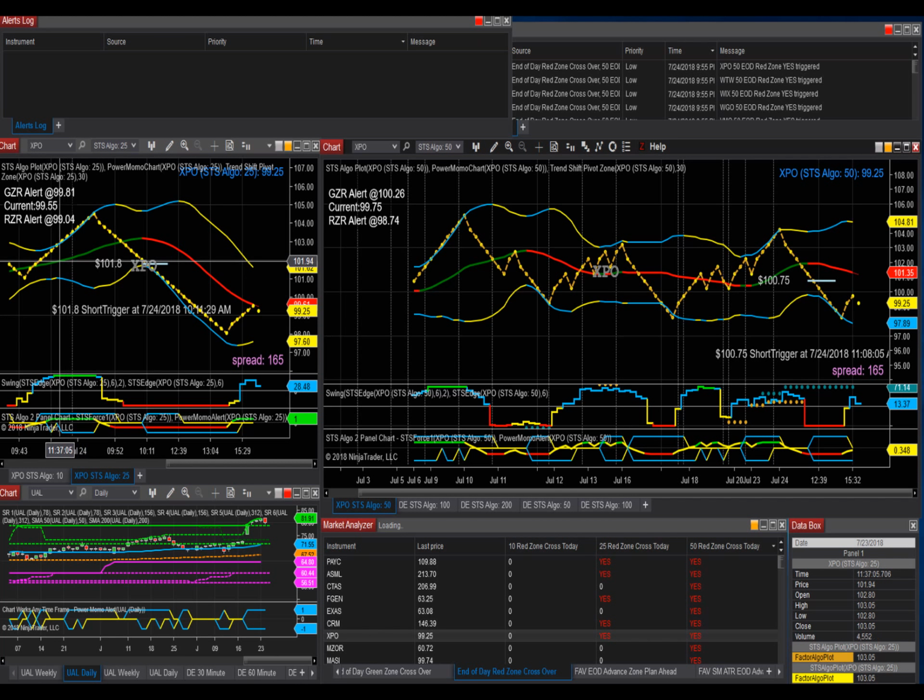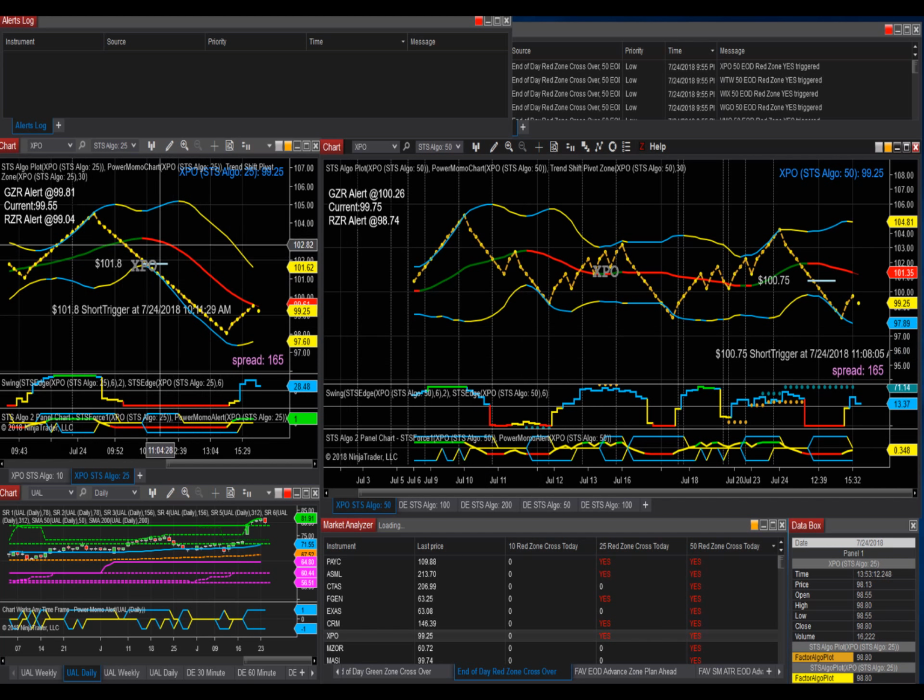as shown by this green line, and that sometime during the day and still at the close of business, it had done the red zone crossover, is what we call it. We changed from green zone, which is long bias, to short bias. That happened on the 25 algo and the 50 algo on XPO. I'm going to bring in a bigger chart and we're going to dissect this down.